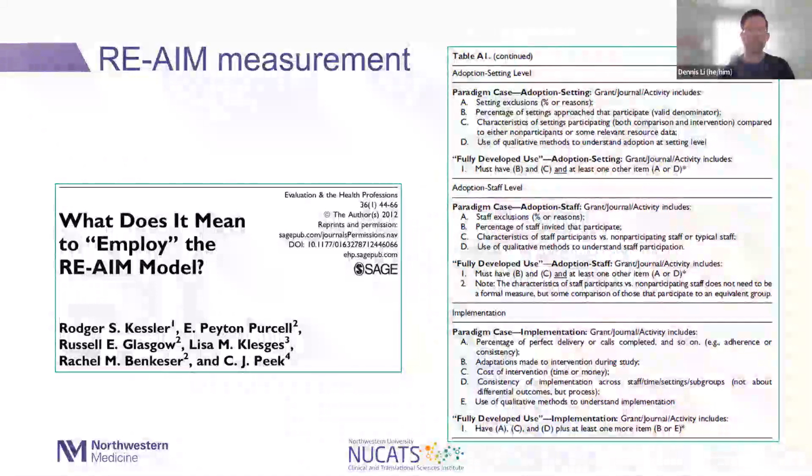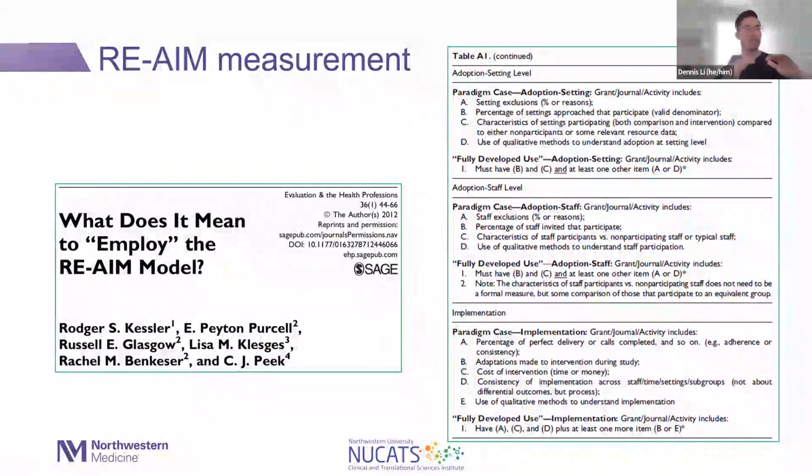There's a really lovely paper from 2013 by Kessler called "What Does It Mean to Employ the RE-AIM Model?" And they really go through very step by step how to operationalize each of the domains within RE-AIM. So for example, in adoption, I don't know if you can see my mouse, but the adoption level setting, they say, if you are measuring adoption at a setting level, you want to measure setting exclusions, either the percentage or the regions, percentage of settings approached to participate, characteristics of settings that do participate, and compare it to settings that don't participate. And you use qualitative methods to understand adoption a little bit more at the mechanistic level.